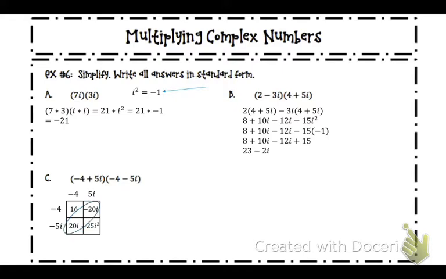And then we're going to combine our like terms. So you get 16 minus 20i plus 20i minus 25i squared. i squared equals negative 1, so plug that in. You get 16 minus 20i plus 20i plus 25. The 20i's cancel. 16 plus 25 is 41, and you're all done.